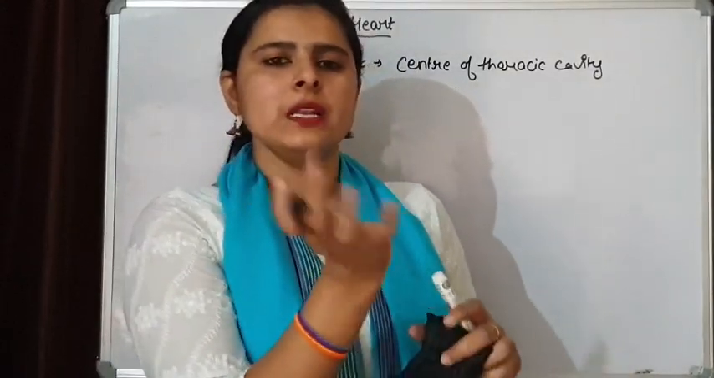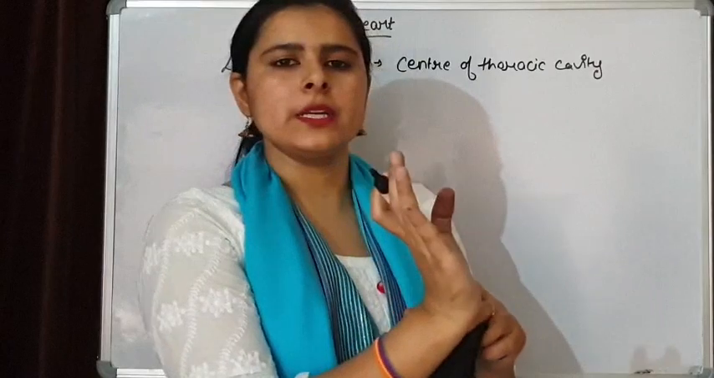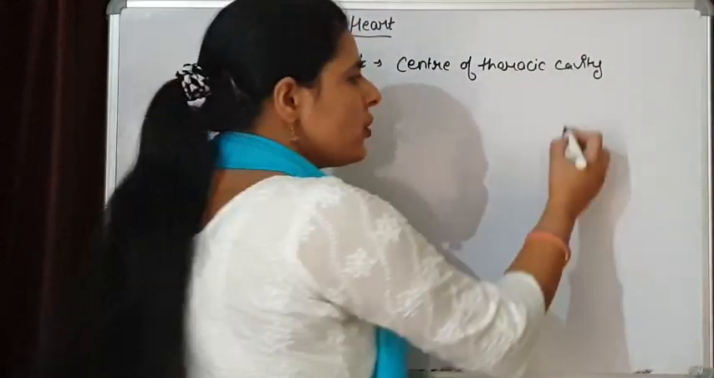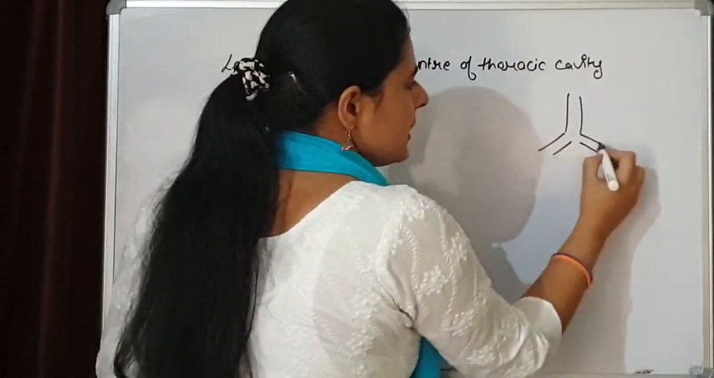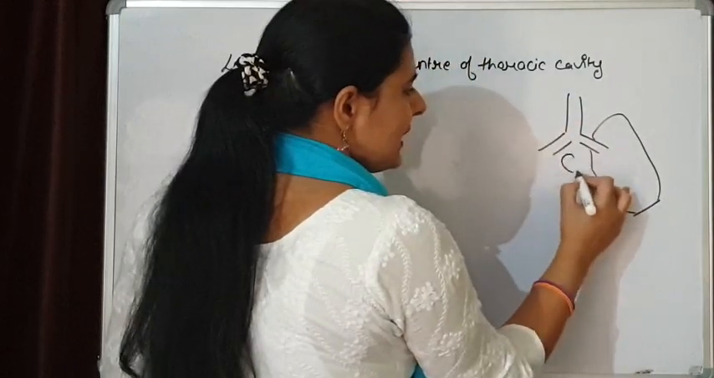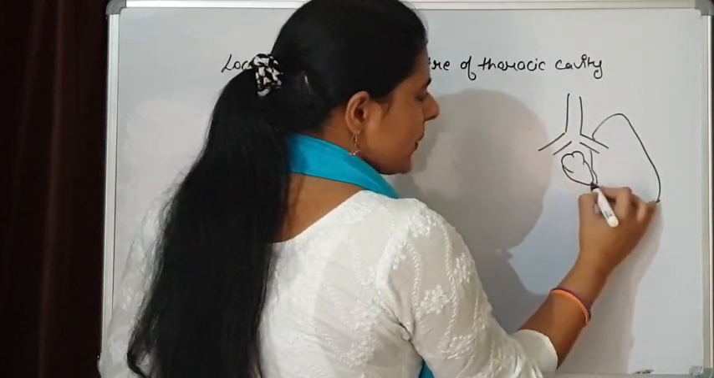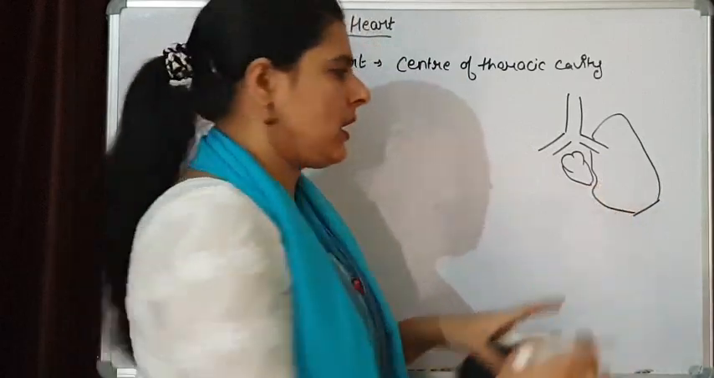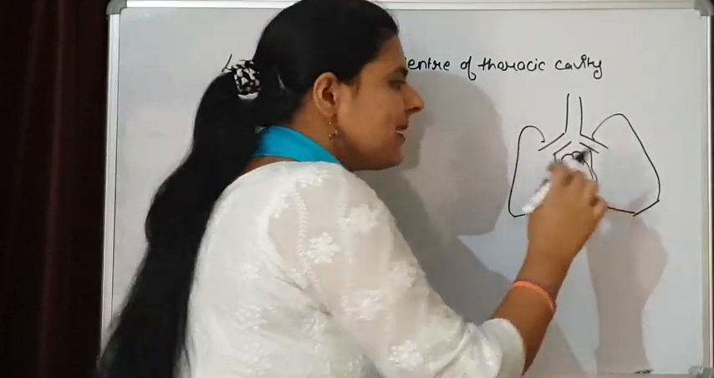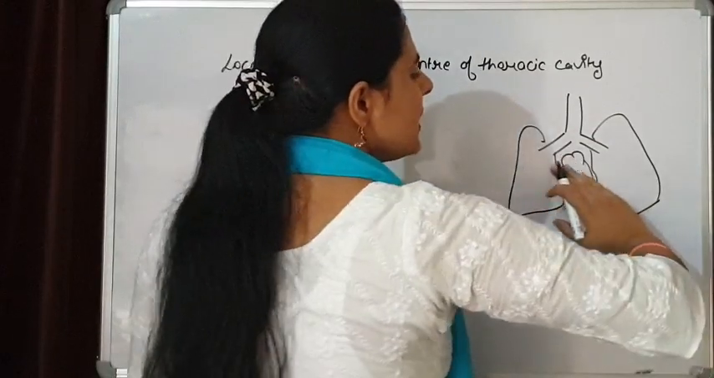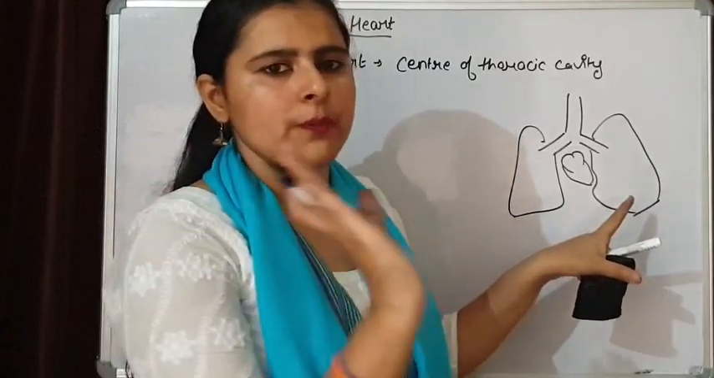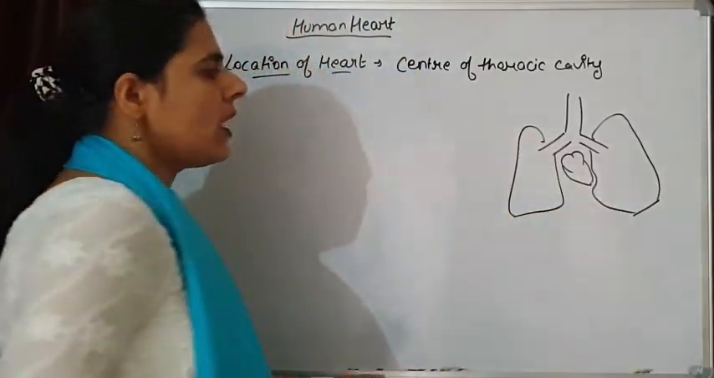Now if we see the orientation, the heart is not present straight. The lower part of the heart is somewhat tilted to the left side. That's why the left lung is having a cardiac notch. This is how the lungs are present, and this lung has a notch-like structure that is going to accommodate the lower part of the heart. Another lung is going to be present over here. So in the center the heart is present and it is tilted to the left side. That's why the left lung has the cardiac notch for its proper fitting. This is how the heart is present.